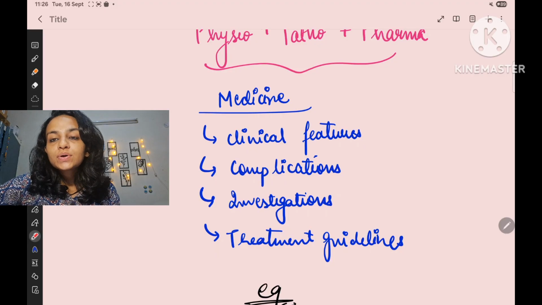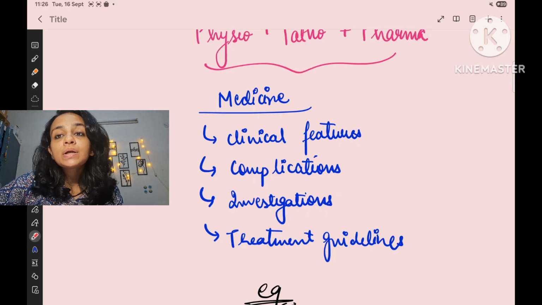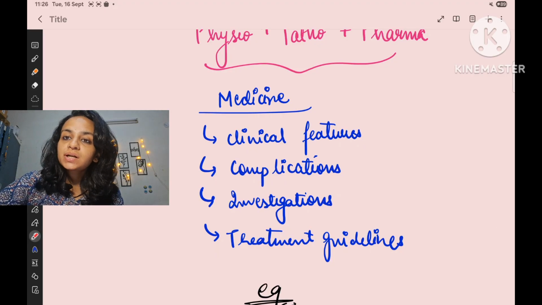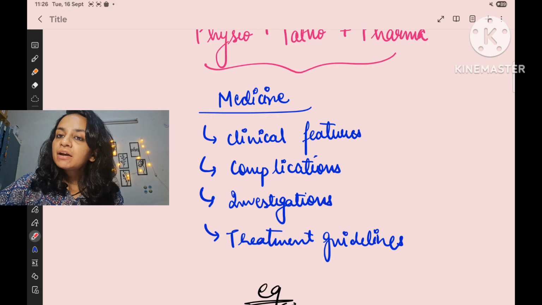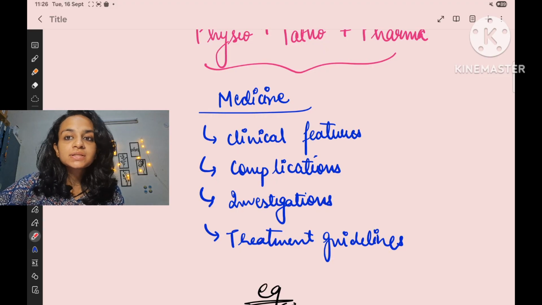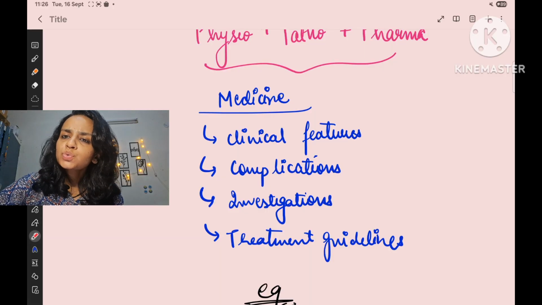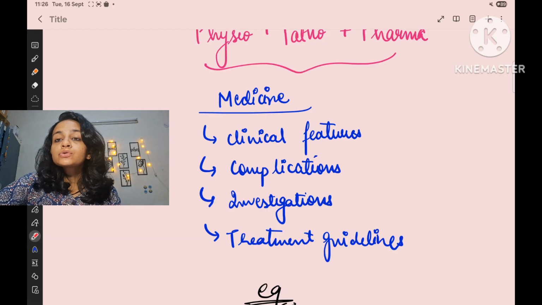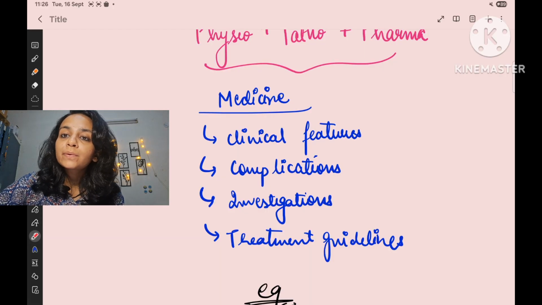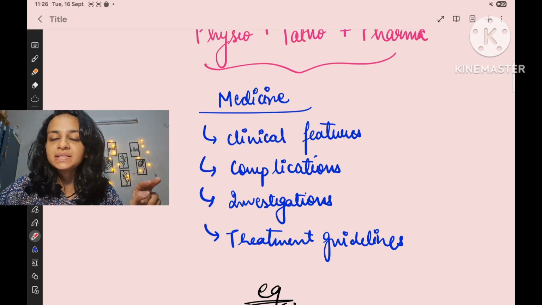So today's video is going to be about the most frequently asked question, that is how to study medicine for NeetPG. Everyone knows that medicine is a subject of major importance in NeetPG that consists of almost 20 questions every year. So how to study medicine, how to approach medicine, and so-called how to finish medicine.